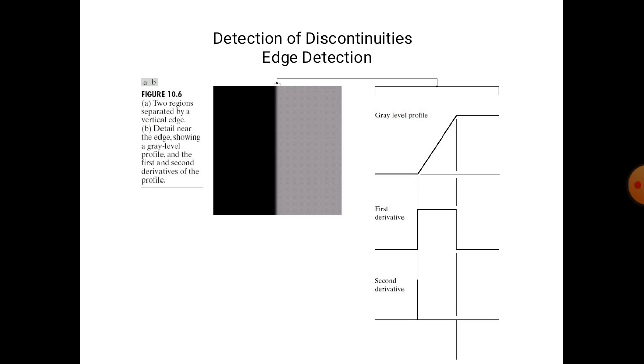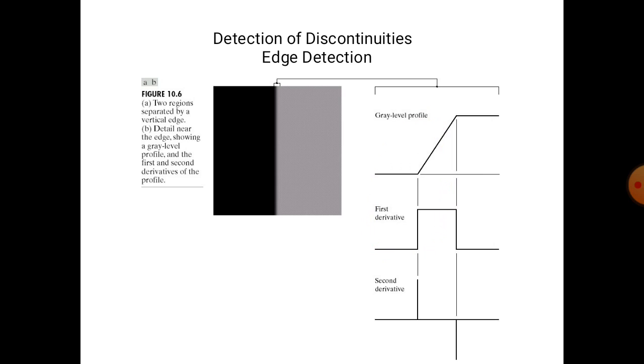This figure A shows the image from which the segment in figure B was extracted. This figure shows the horizontal intensity profile. This figure also shows the first and second derivatives of the intensity profile.